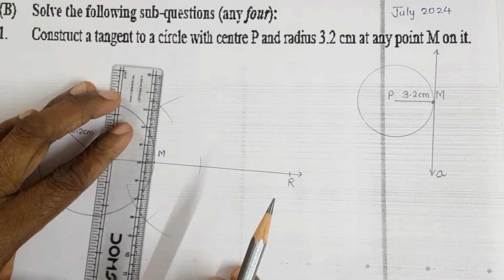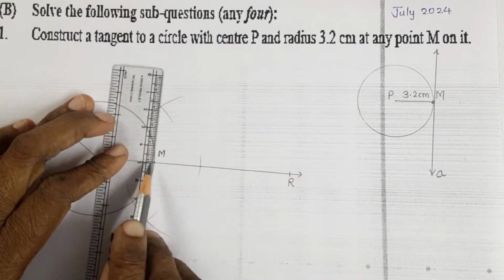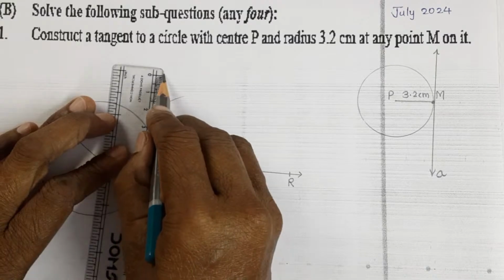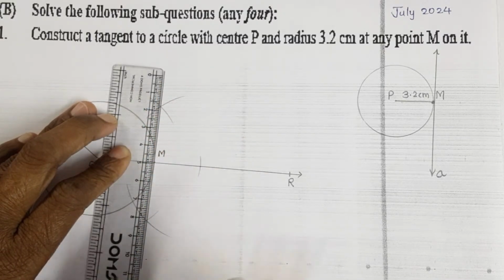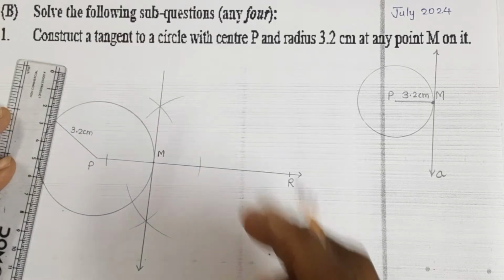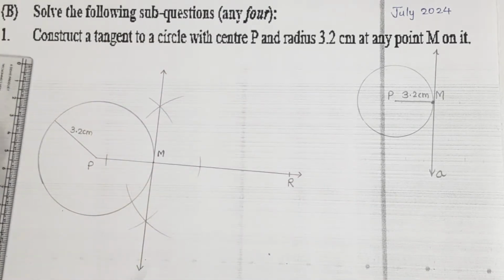Then students, join these points, the two intersecting arcs and this endpoint, and draw the segment. Draw the line, and that line is nothing but the tangent.